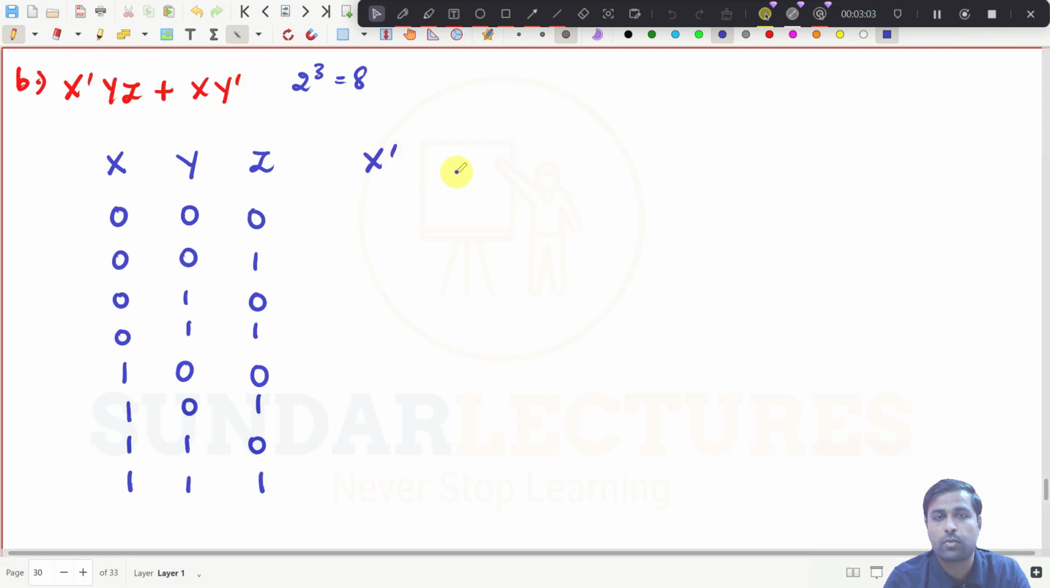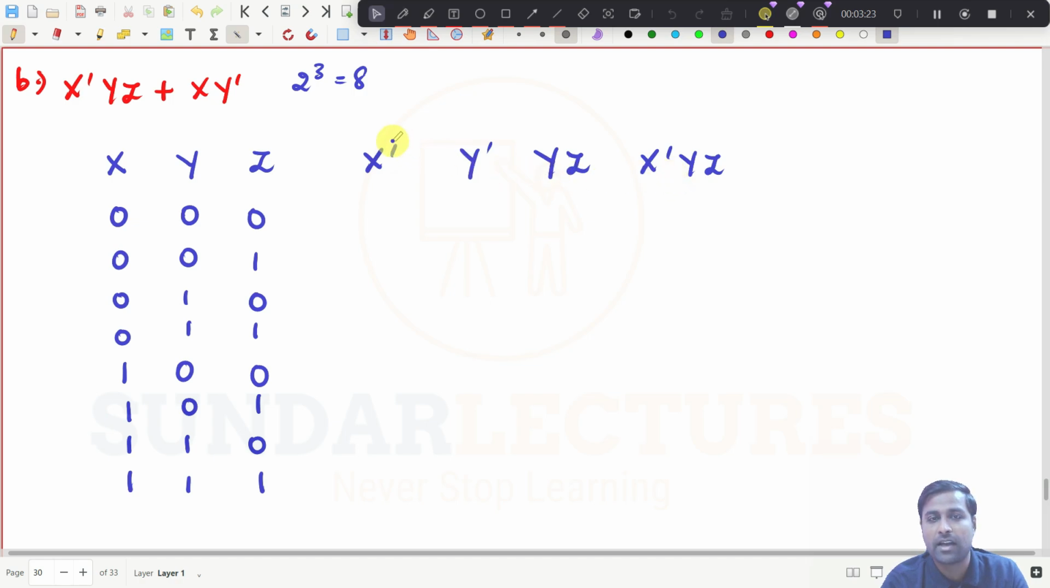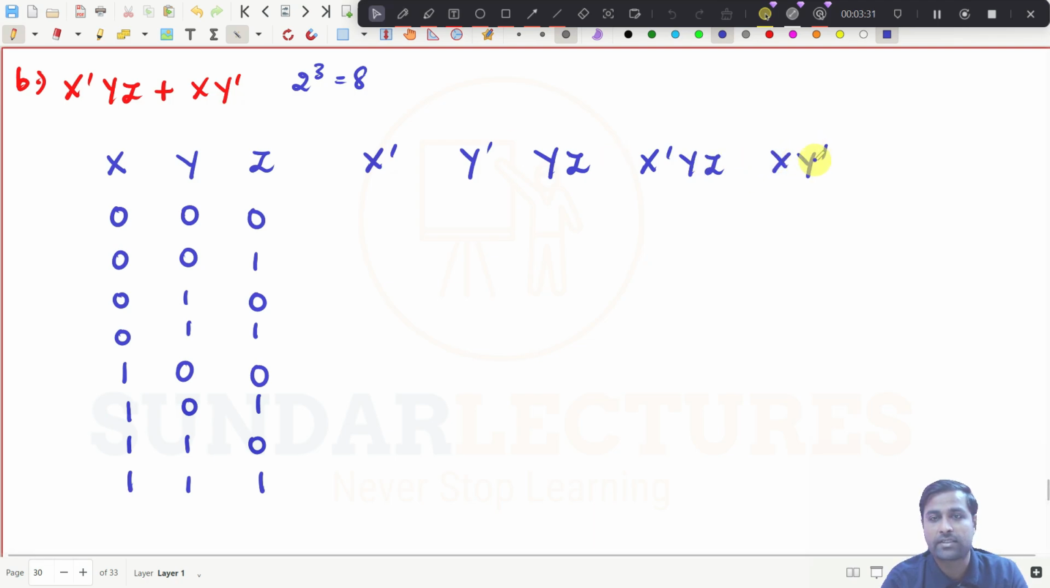So what you do here, you put x dash and then you put y dash, and you see you need this x dash multiplied by yz. So separately you go for yz. Y can be multiplied with z, and you can get this now, x dash yz. So this is a separate column. You can multiply these two now. Try to understand me very clearly. And you need this x y dash. So now you can add these two. So finally you can add these two, that is x dash yz plus x y dash, right?